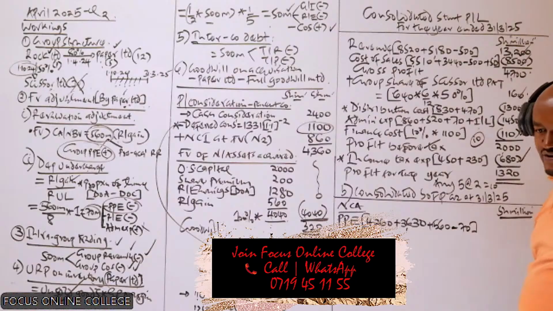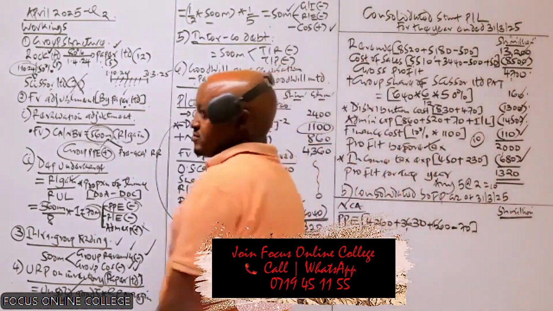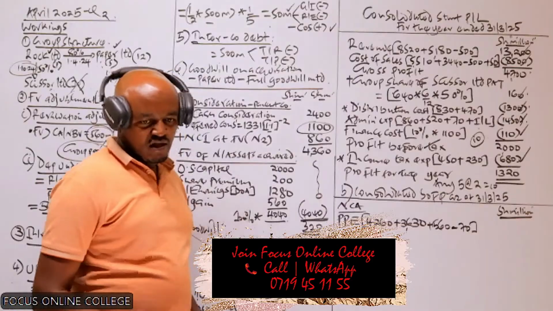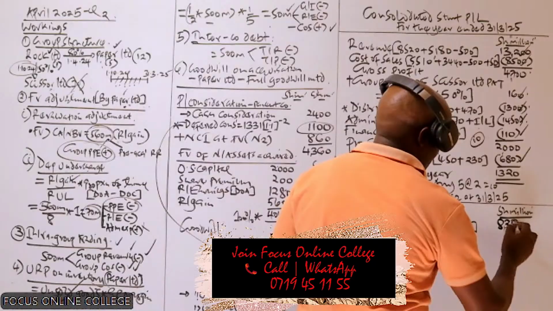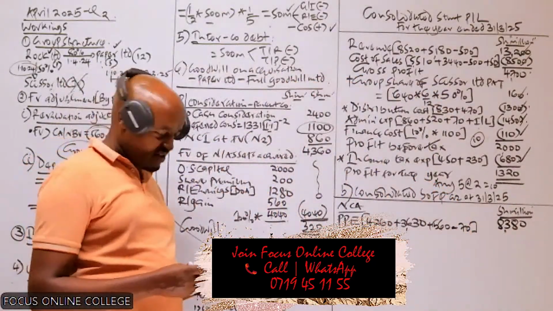We get the final value there. What will be the final value? The final value, I'm told by Gilbert, will be 8380. That is the same figure I'm getting from Diana.